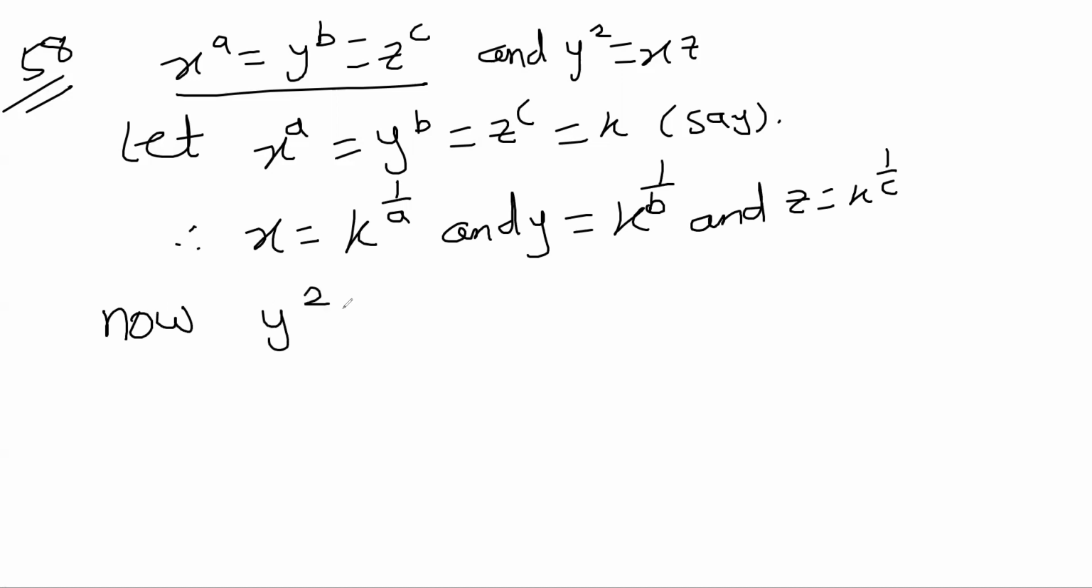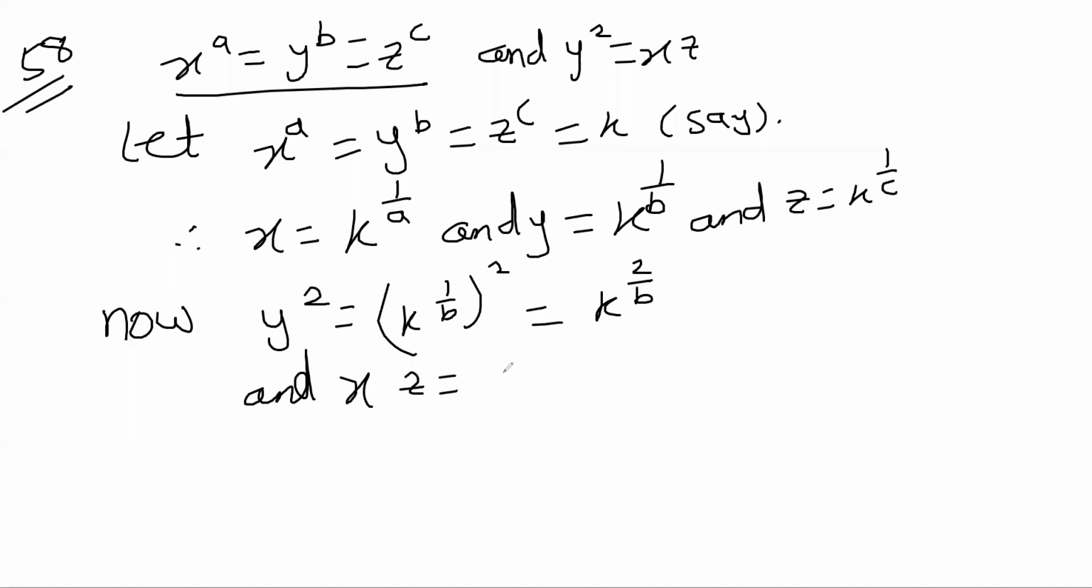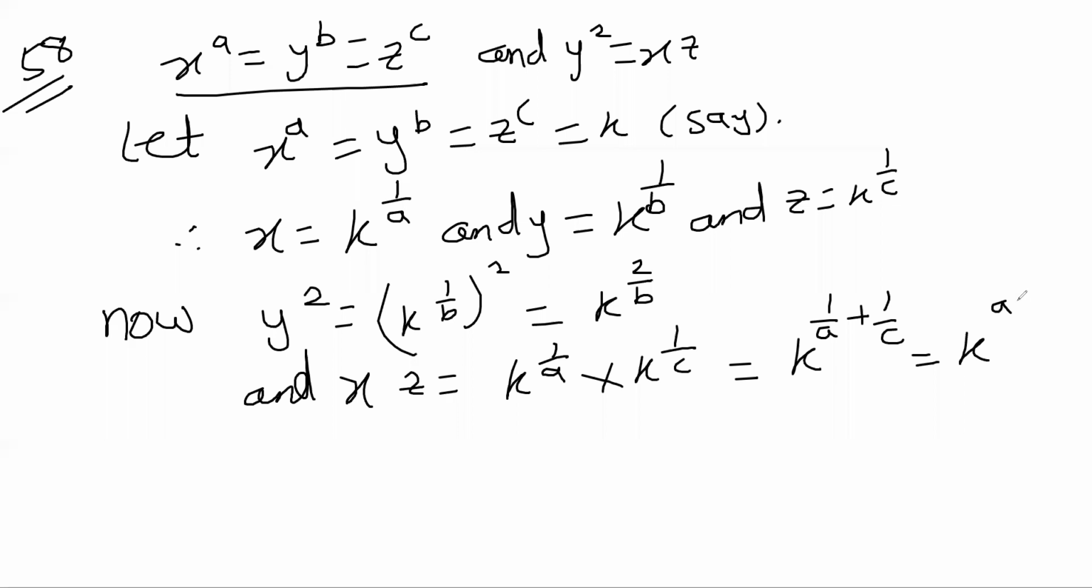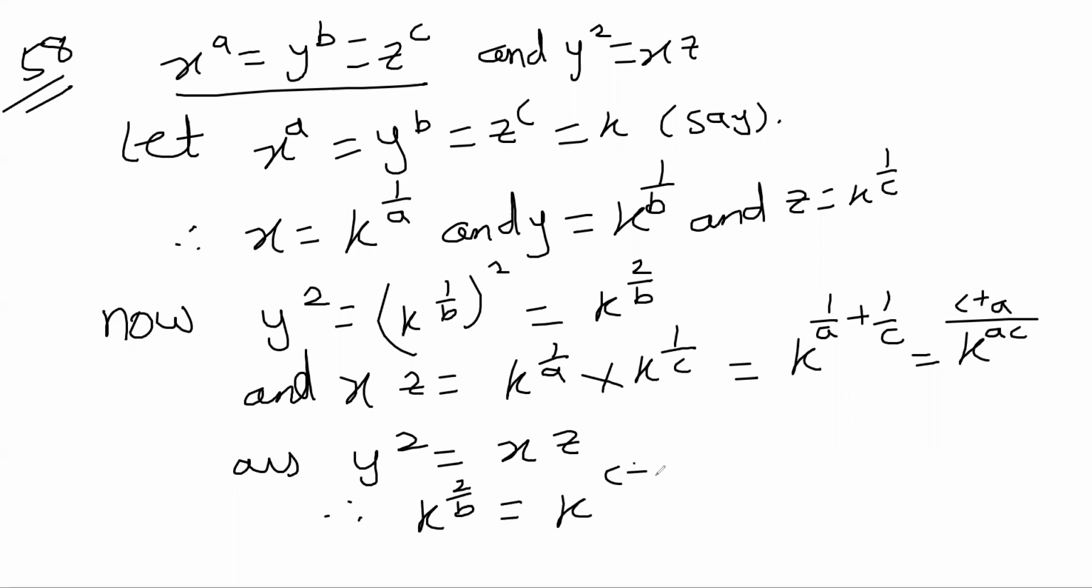Now, y square will be what? k raised to 1 upon b square, which will be k raised to 2 upon b. And xz will be, tell me what? k raised to 1 upon a into k raised to 1 upon c, which will be k raised to 1 upon a plus 1 upon c, which will be k raised to c plus a upon ac, cross multiplication. But as y square is equal to xz, k raised to 2 upon b is equal to k raised to c plus a upon ac.